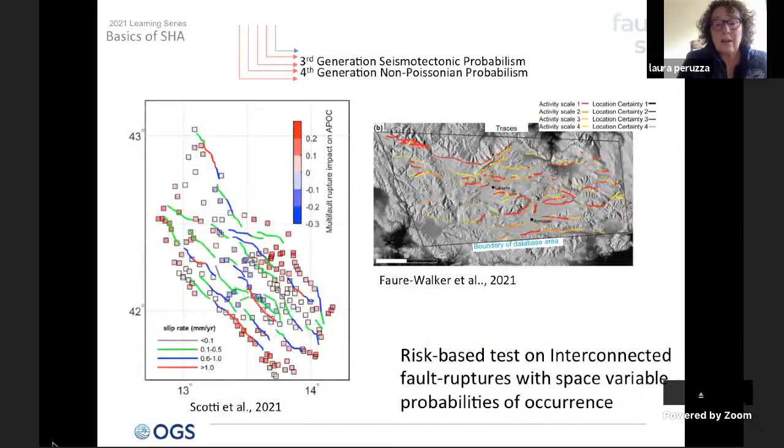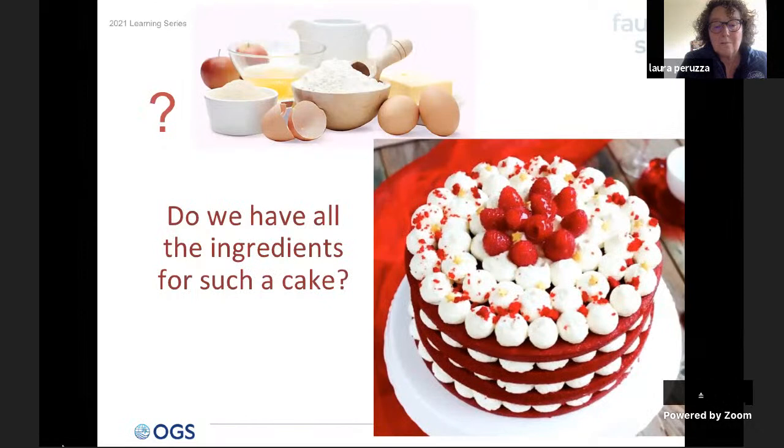There are also some other efforts done together with, let's say, data providers to work on interconnected fault ruptures that may have variable probabilities of occurring, exploiting the results in terms of risk or prototypes of risk, like the two recent papers mentioned here. But my main question, which I leave open for you, is: where do we have all the ingredients for such a cake? Are we able to collect them in a proper way? Well, having a common jargon could be a good starting point, in my opinion.